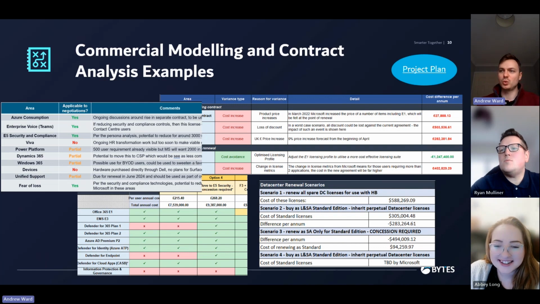But ultimately it's all about, I think the one takeaway is understanding as a customer what you're planning to do, get the options on the table. If you're going to make a decision, make sure you're making an informed decision, and Bytes is obviously there to support with supplementing that.